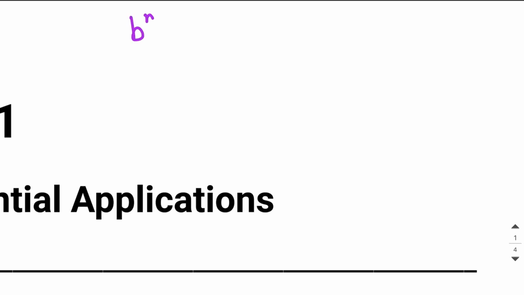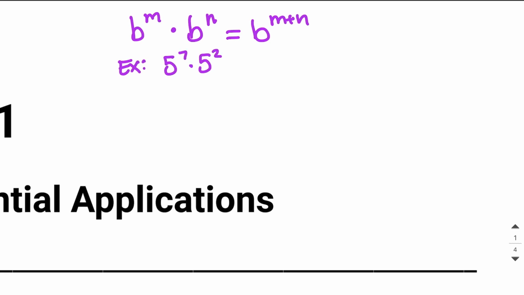So if I have a base to the power of m, and I multiply it by the base to the power of n, it's going to become the base to the power of m plus n. So when we multiply, we should add our exponents. This is something you already do, but for example, if I have 5 to the power of 7 times 5 to the power of 2, that's 9 5s being multiplied together, so it's 5 to the power of 9.